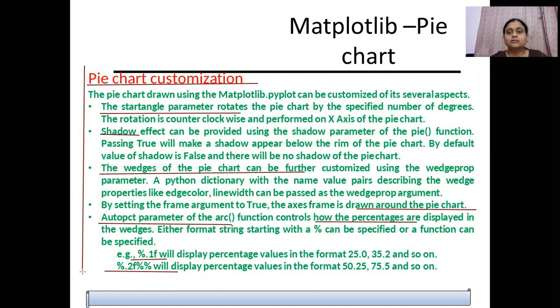Then the remaining is the same: labels, colors, titles. But in this one there is no x label and y label, because we are not using the x-axis and y-axis. We are just using the labels to show the titles of particular portions. Okay, this one is our pie chart.